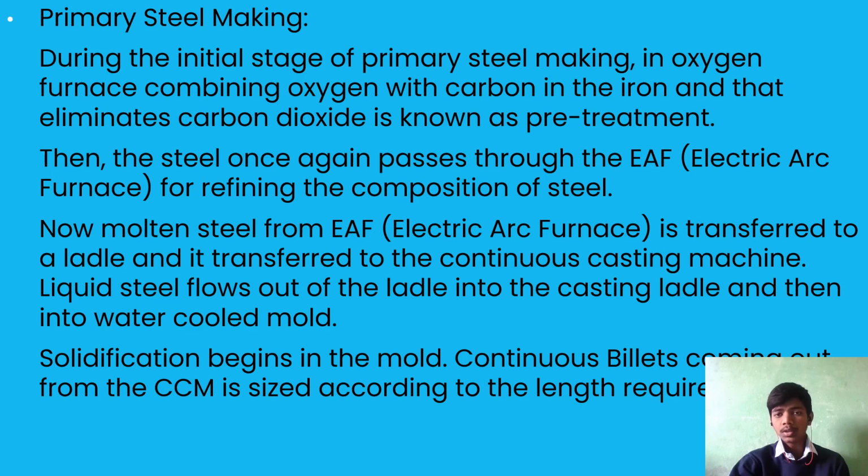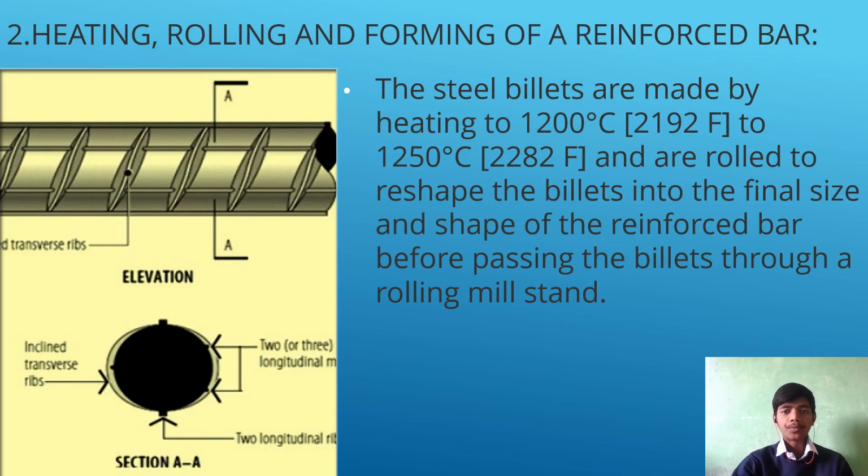Now in this process the primary steel is converted into the actual shape of the TMT steel bars, and now we see how the process goes. These steel billets are made by heating to 1200 degrees Celsius to 1250 degrees Celsius and are rolled to reshape the billets into the final size and shape of the reinforced bars, before passing the billets through a rolling mill stand.